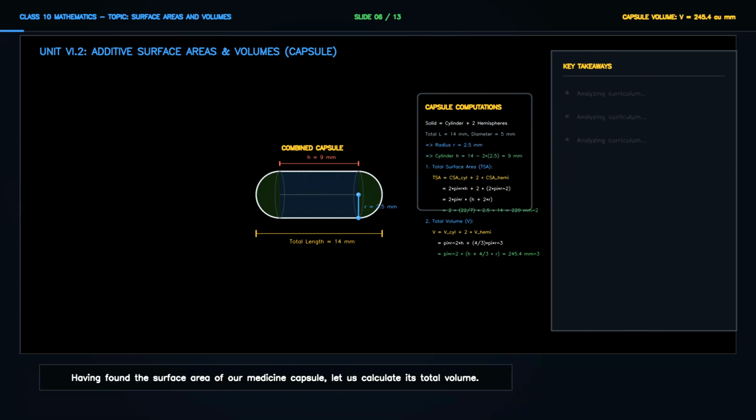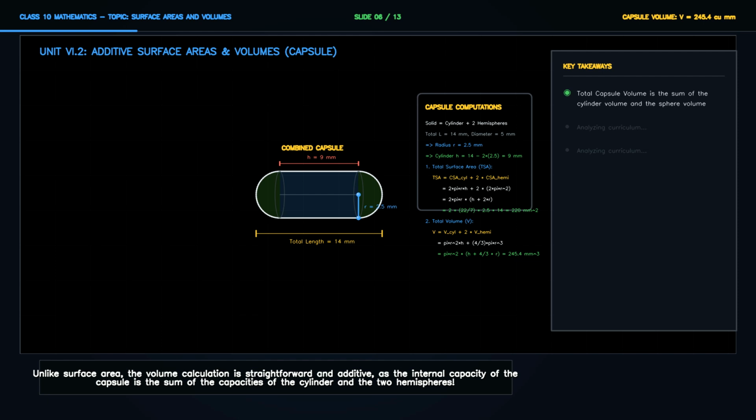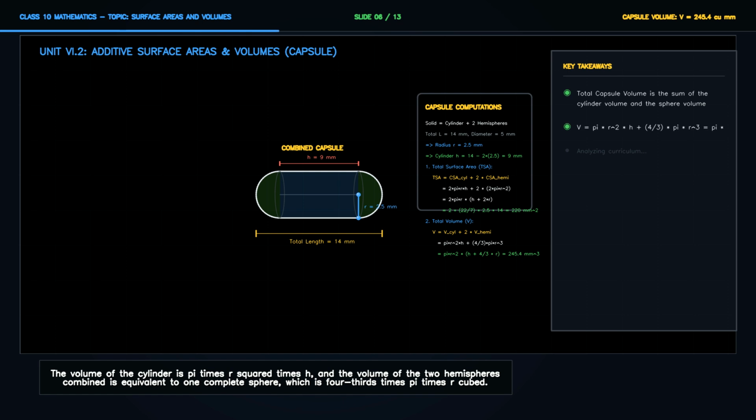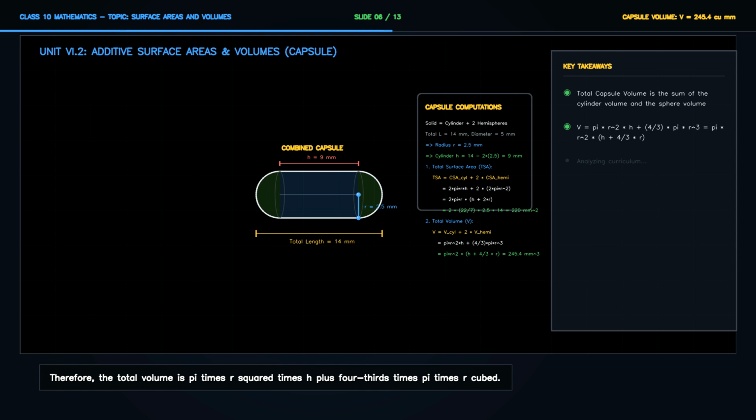Having found the surface area of our medicine capsule, let us calculate its total volume. Unlike surface area, the volume calculation is straightforward and additive, as the internal capacity of the capsule is the sum of the capacities of the cylinder and the two hemispheres. The volume of the cylinder is πr²h, and the volume of the two hemispheres combined is equivalent to one complete sphere, which is 4/3 πr³. Therefore, the total volume is πr²h + 4/3 πr³.